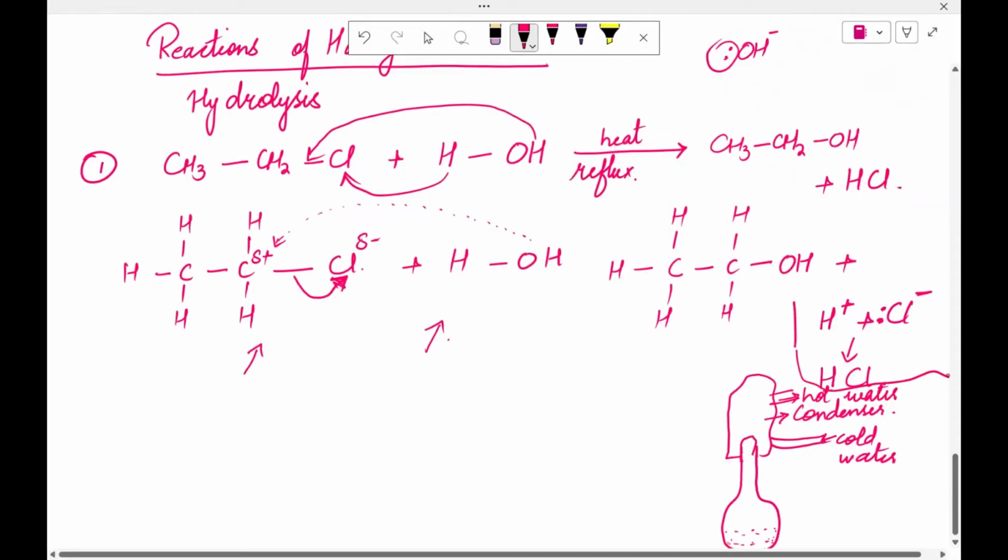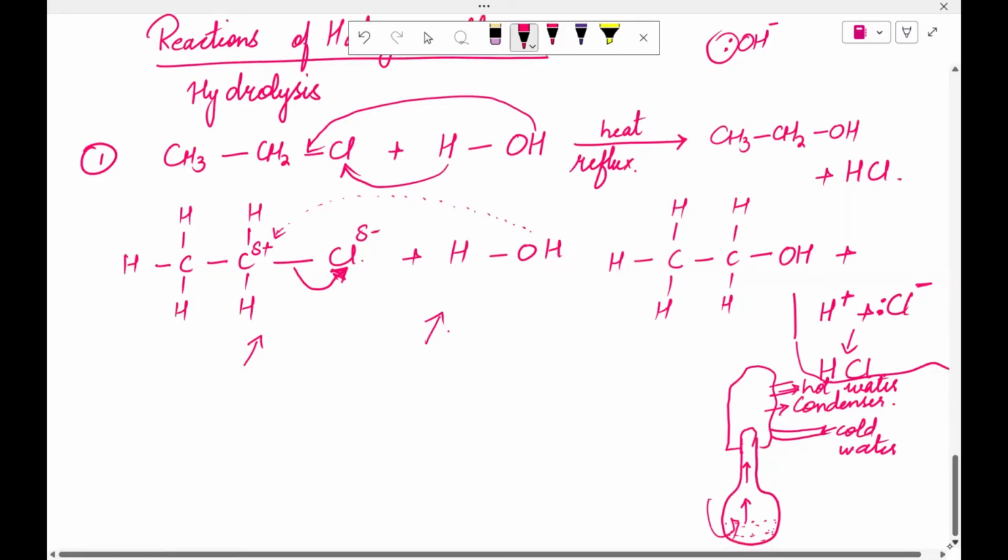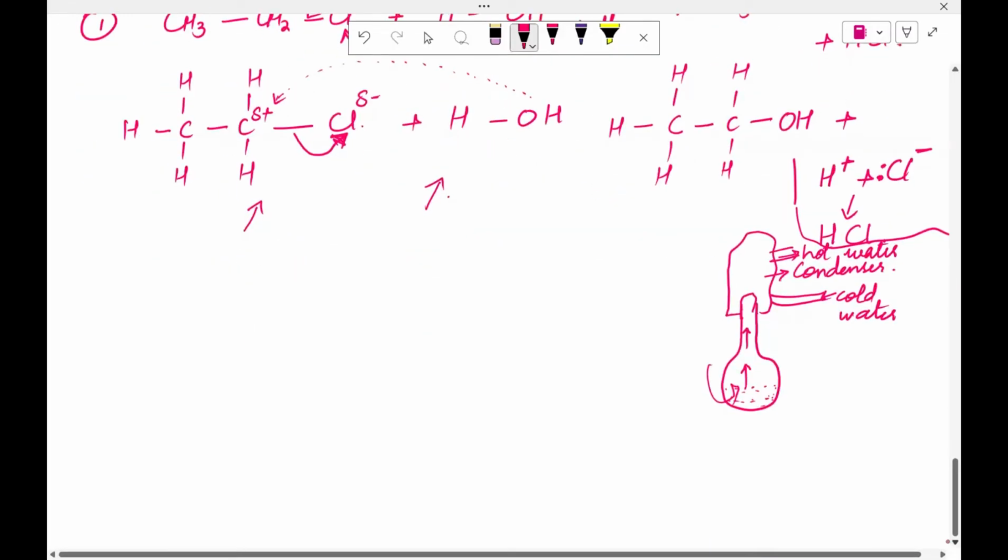So what is going to happen when vapors form? Vapors would move up like this. And what would the condenser be doing? Condenser would be condensing these vapors and they would be coming back here. Why are we using this heat reflux reaction? We will only use this kind of reaction where we want the reactants to have more time to react together. Is that clear?